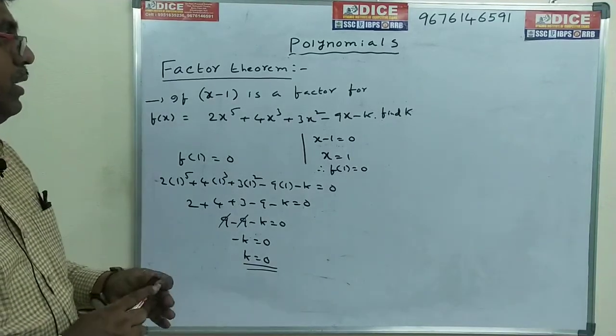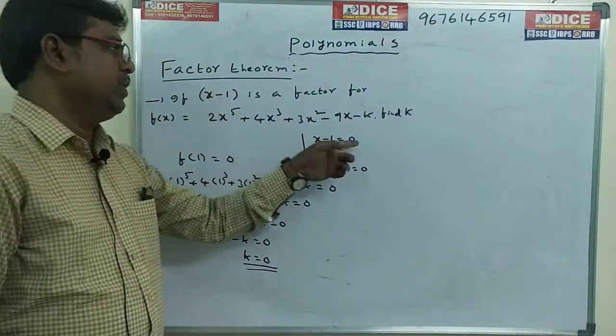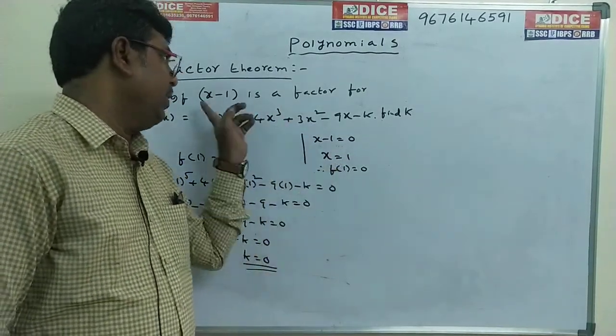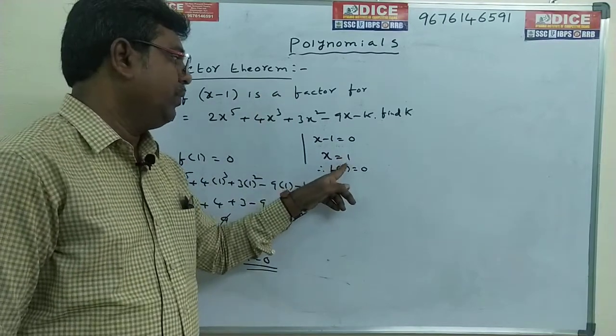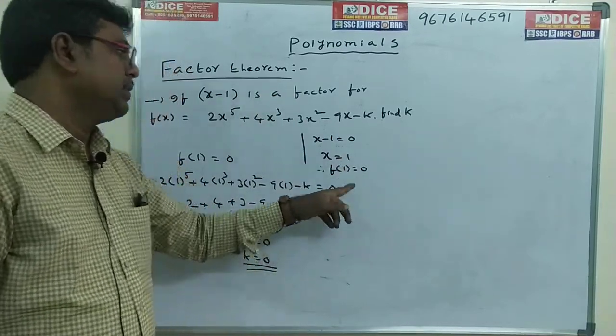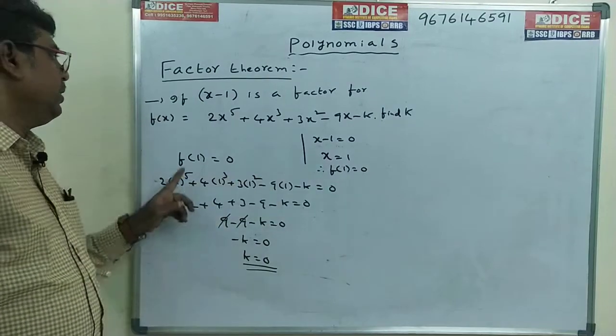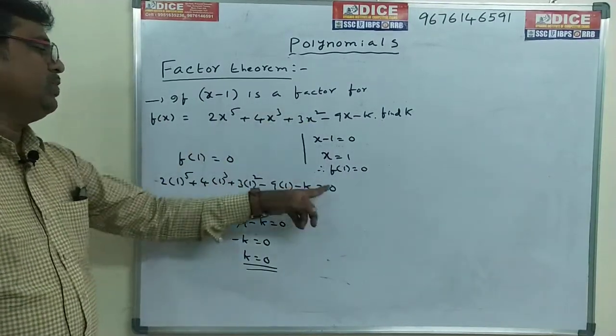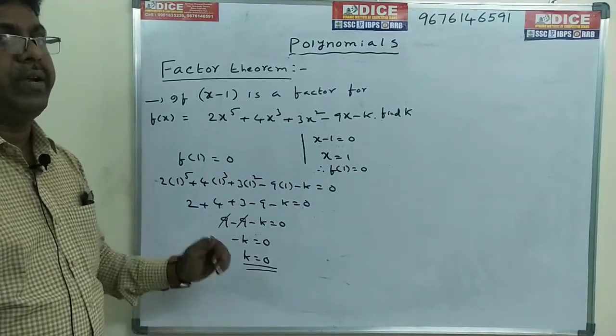So whenever this type of question comes, first of all x minus 1 is equal to 0, x is equal to 1, therefore factor means f of 1 is equal to 0. F of this one, x value 1, is equal to 0. This is the f of 1 is equal to 0 condition. So f of 1 means we have to substitute 1 in this place, so that it is equal to 0. So the k value is nothing but 0, which is the required answer.